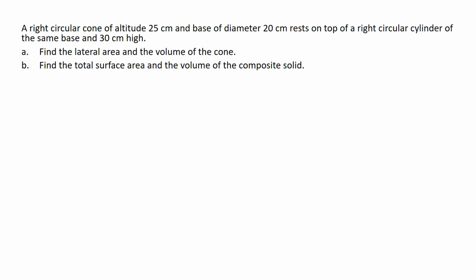A right circular cone of altitude 25 centimeters and base of 20 centimeters rest on top of a right circular cylinder of the same base and 30 centimeter high. Letter A, find the lateral area and the volume sa cone. And letter B, find the total surface area and the volume of the composite solid.